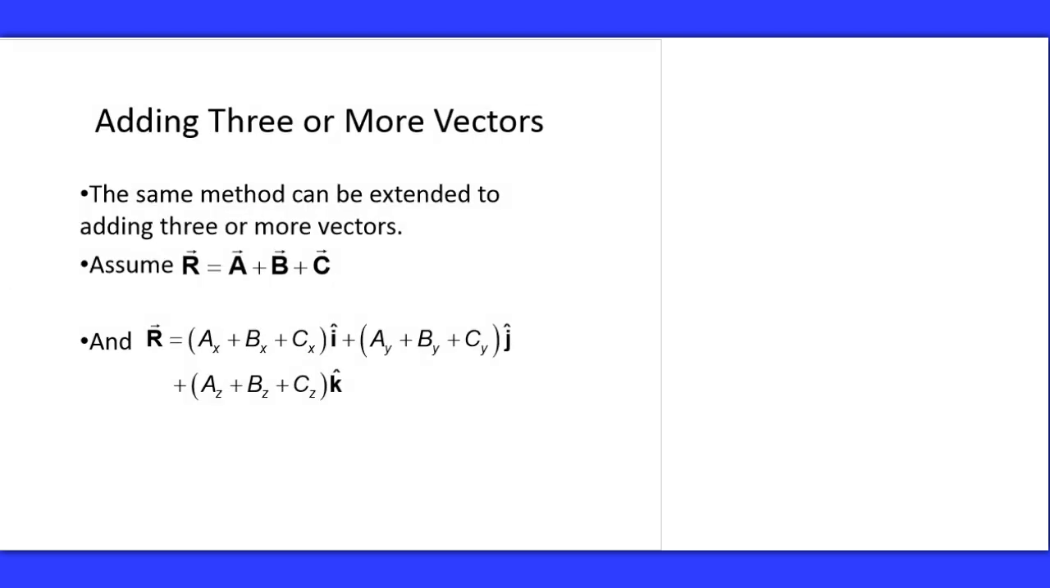And so again, we can use this same framework to add as many vectors as we want to. If we want to add 3 or more vectors, all we do is we add the x, the y, and the z components together. And then we continue to use Pythagorean theorem, and so on and so forth.